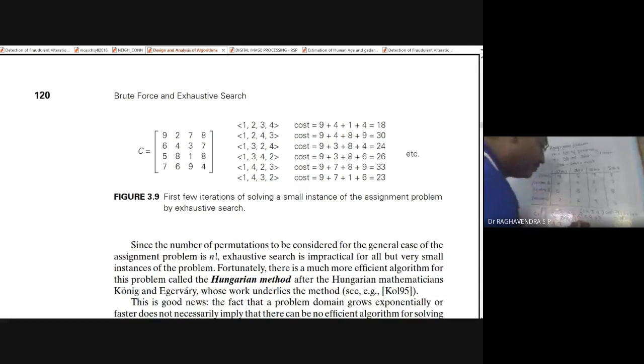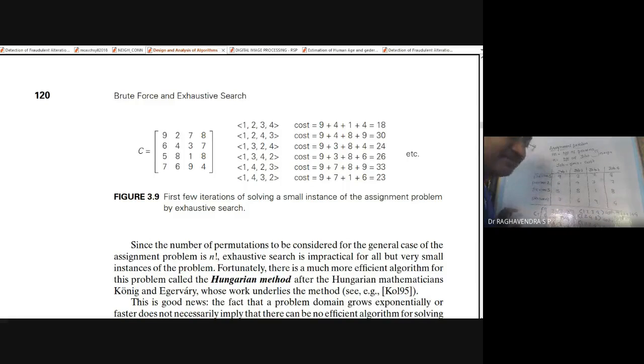Now I am going to take another combination here. So this is 1. Now 2 is over. 1, 3, 2, 4. Find out the cost. So 1, 3, 2, 4 is over. Now similarly another combination is 1, 3, 4, 2. Once again find out the cost for this combination.